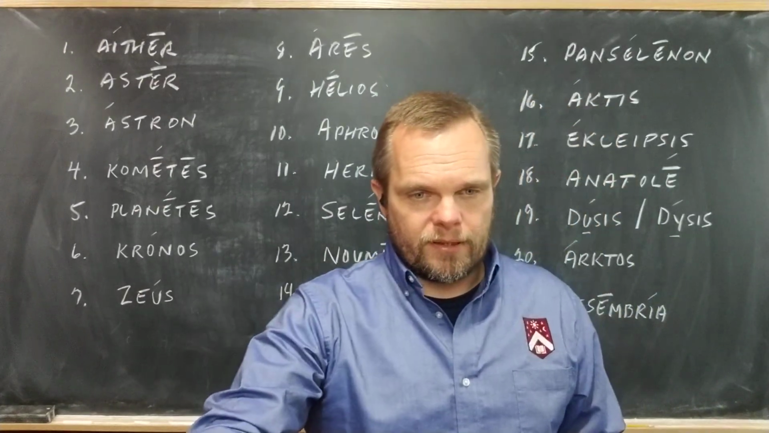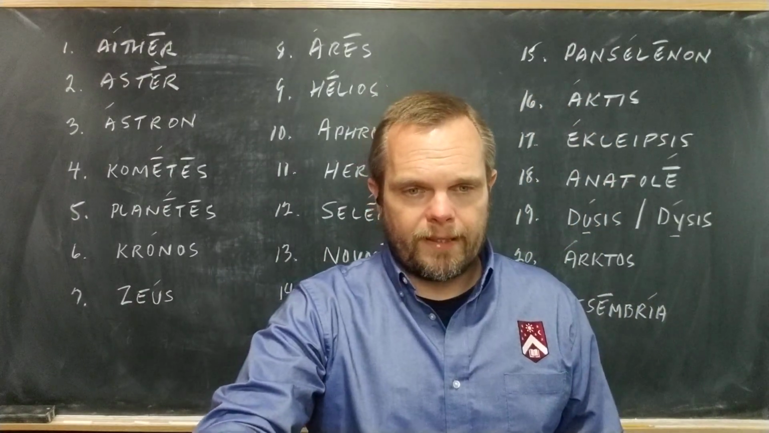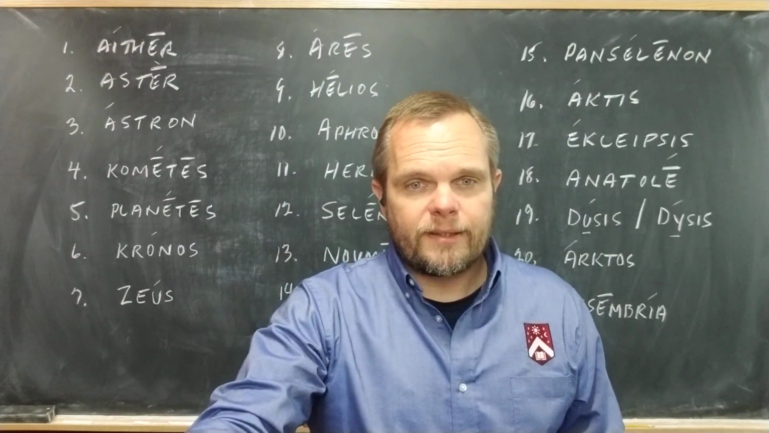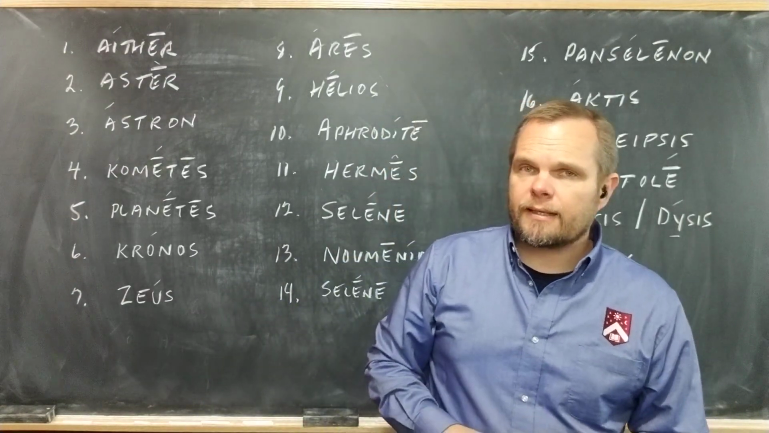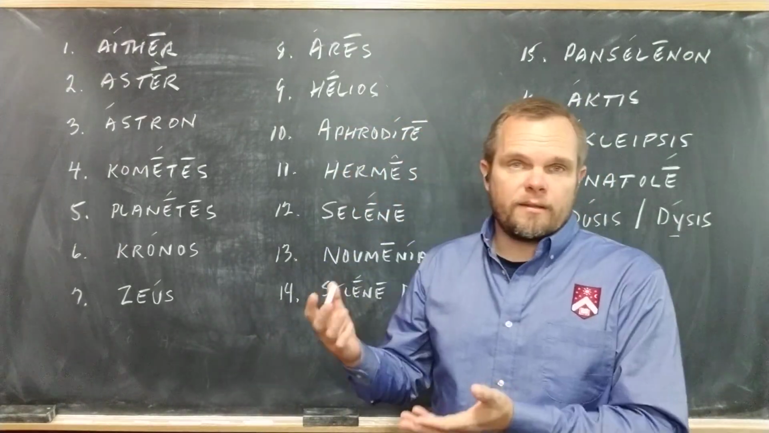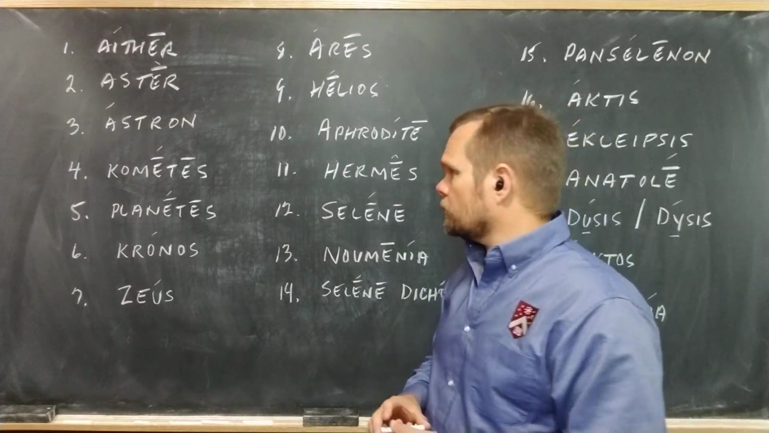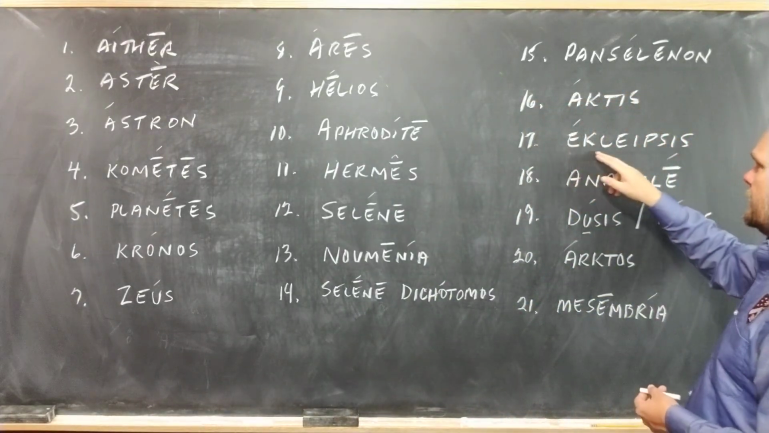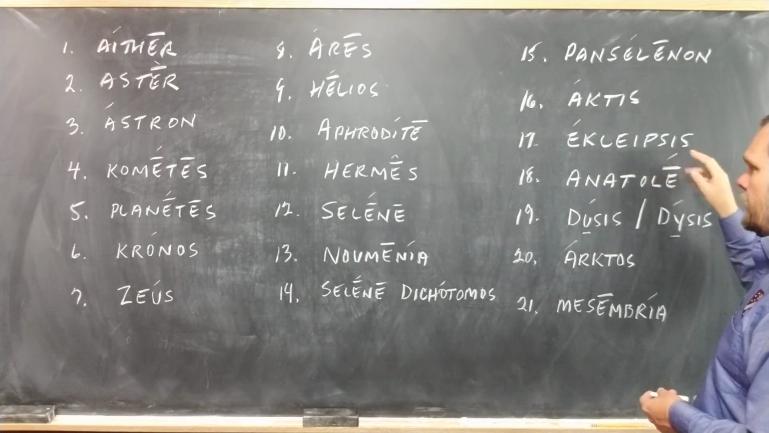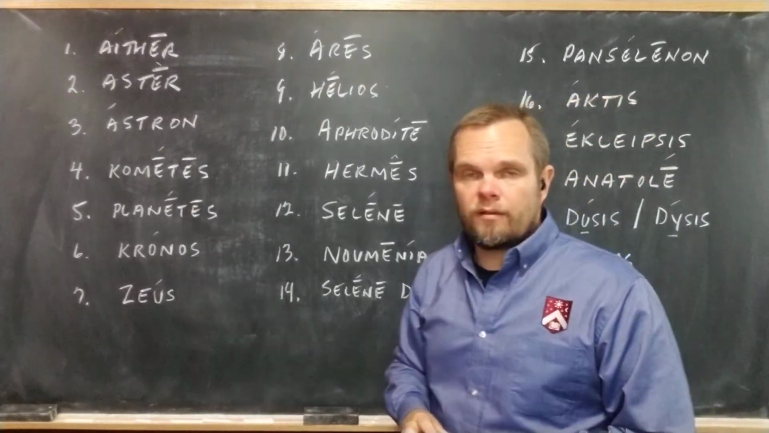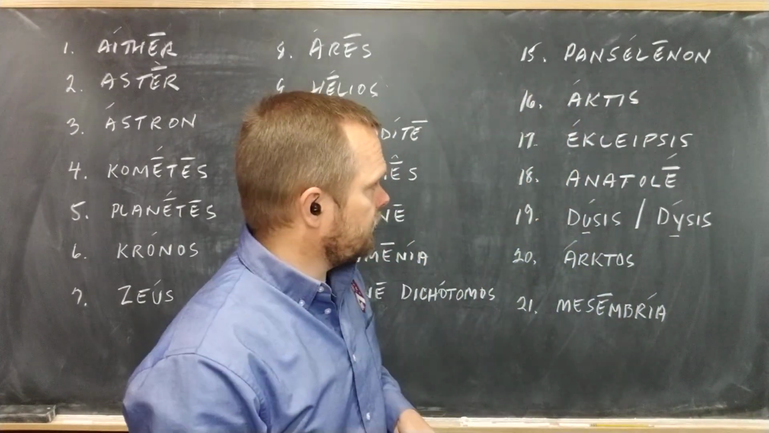Next, number 17, an eclipse. An eclipse of the sun or the moon. In Latin, it's eclipsis. Very simple. The English word eclipse, the Latin word eclipsis. And in Greek, it's eklepsis. So the Latin and the English words are derived from the Greek eklepsis.